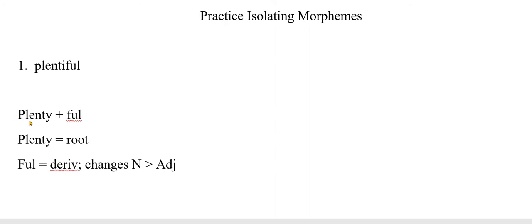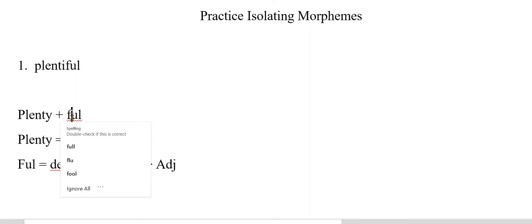The word can be separated into plenty and ful, or plenty and full. Plenty, we look at this as the root, and you can look at it as either an adjective or a noun. So let's say we look at it as a noun. So that would make it derivational. So the ful is changing from plenty, which is a noun, to plentiful, which is an adjective.